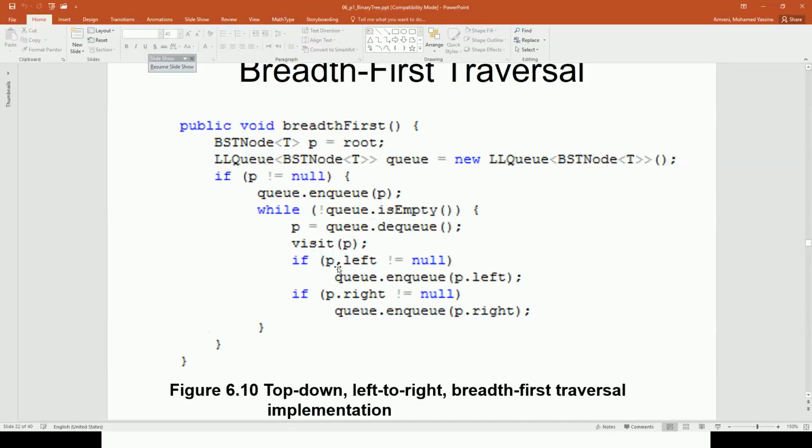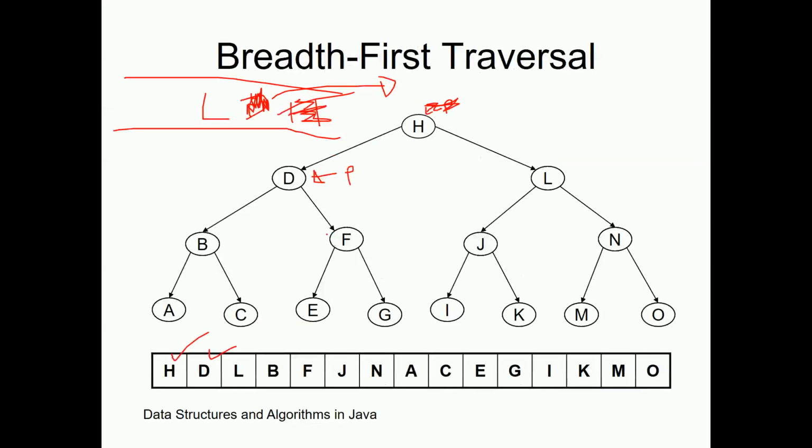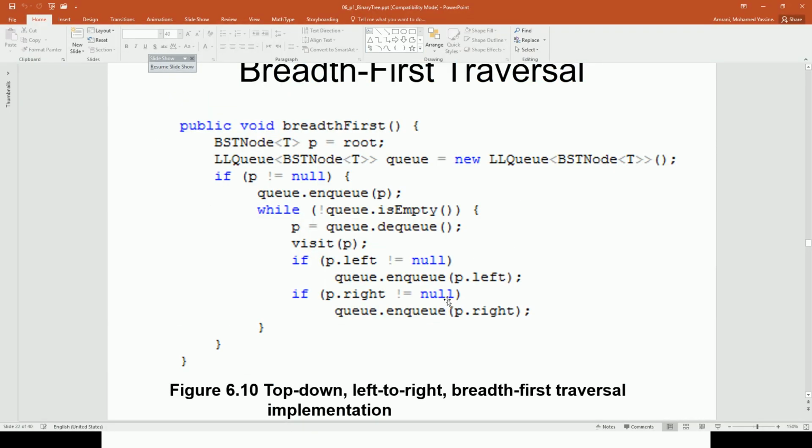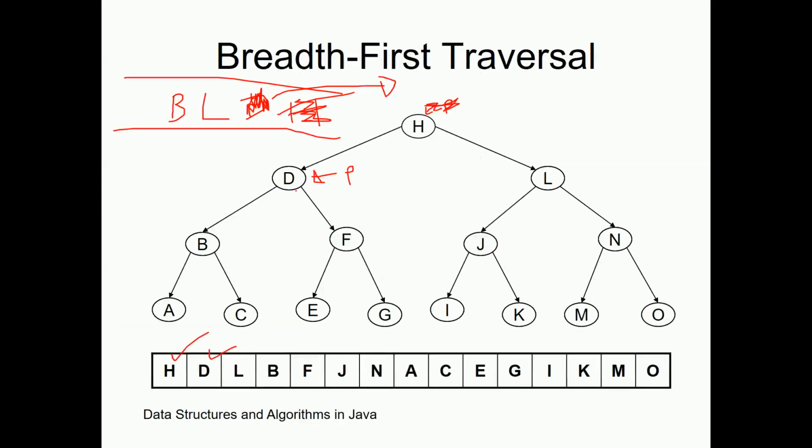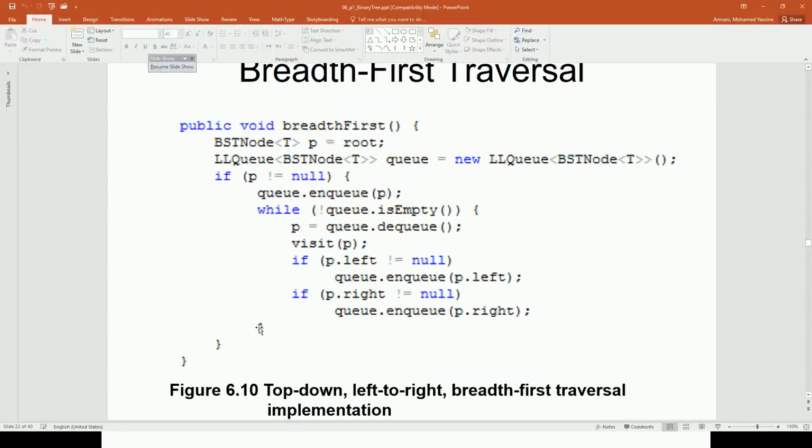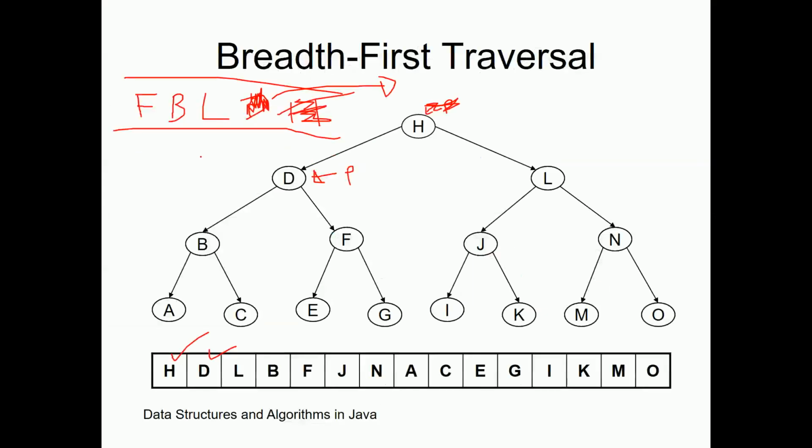Then what is going to happen is that I'm going to check if the left is null. Is the left null? No. So I'm going to enqueue the left. I'm going to enqueue B. And then the right, is it empty? If the right is not empty, I'm going to enqueue the right. So then I enqueued B, I'm going to enqueue F. And then what is going to happen is the queue not empty? Yes. So I'm just going to start again, go up.